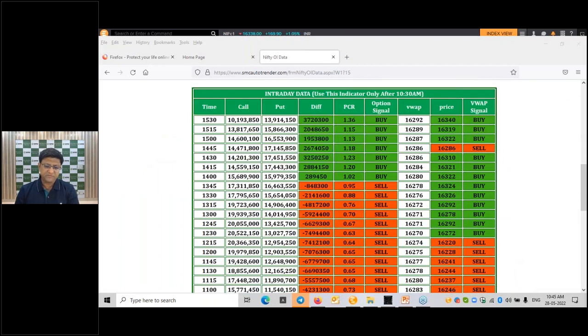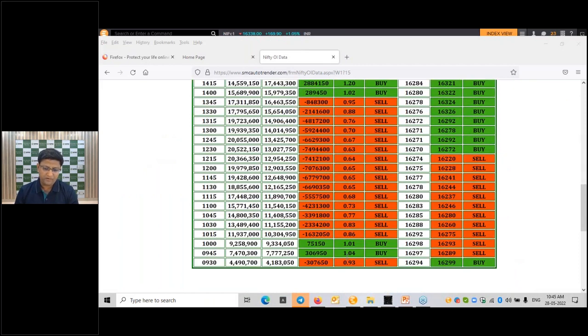Now let's see the Friday data. Friday ko this was a sideways signal. यहाँ पे 0.68, below 0.75, there was a sell signal at 11:15, 11:15 बजे के आसपास sell signal आया, and then market started going down. So अब हमें trade कैसे करना है?